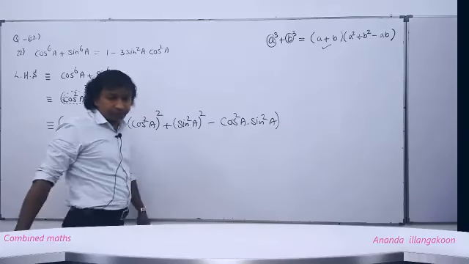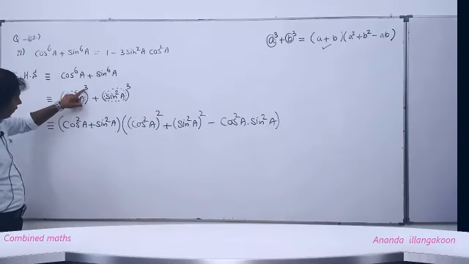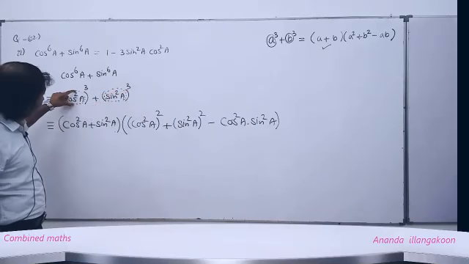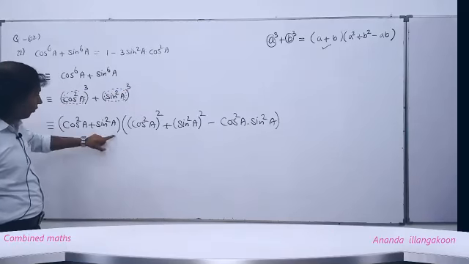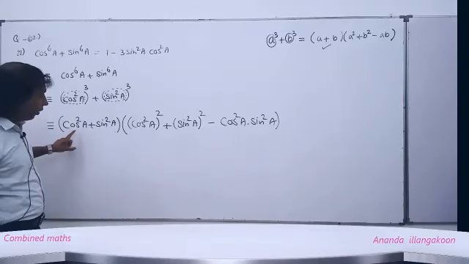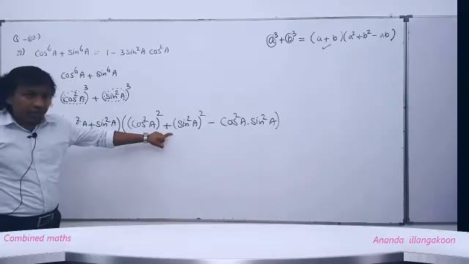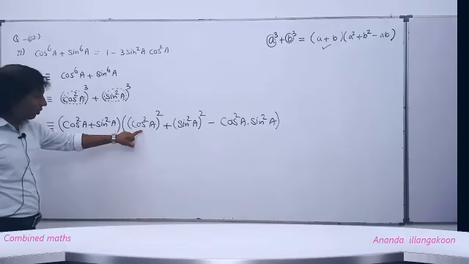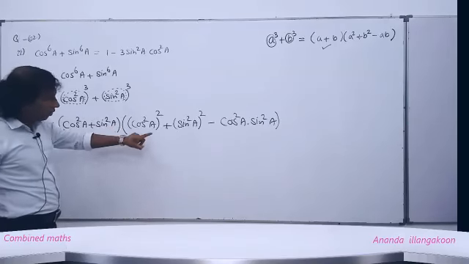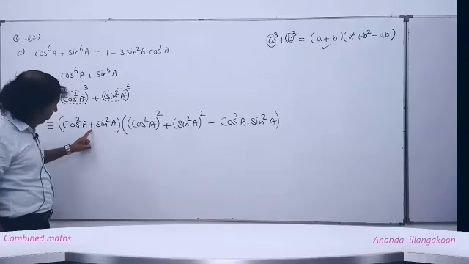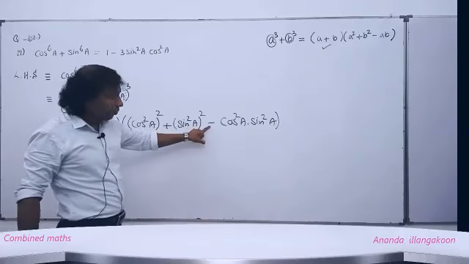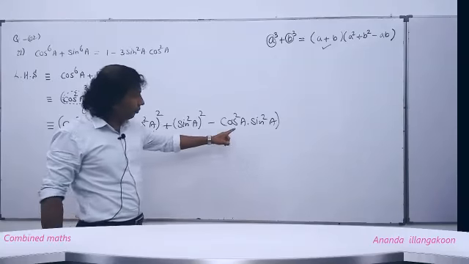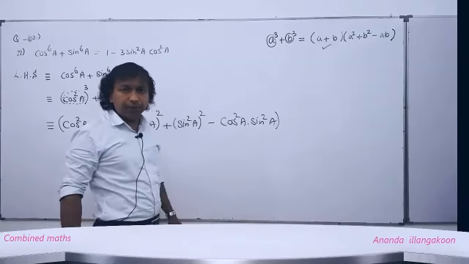Right? We ignore these two powers, remember, and cos squared A plus sin squared A comes. That is the first factor. Then looking at the first factor, you can write the second factor. How do you write it? Square this, here we squared it. Square this, here we squared it. Take the opposite of the sign, minus, then multiply this and this. Here we wrote that.